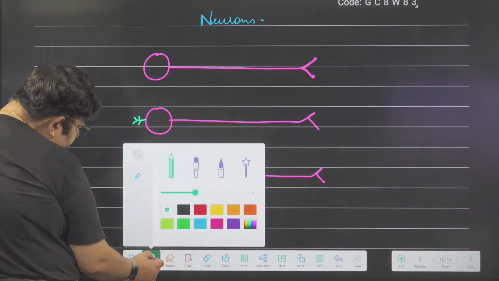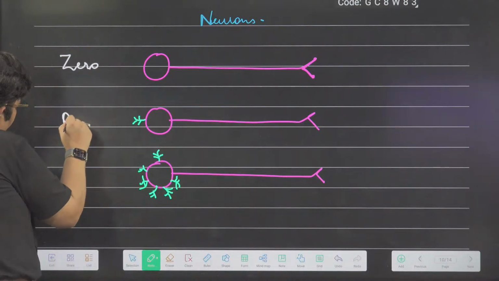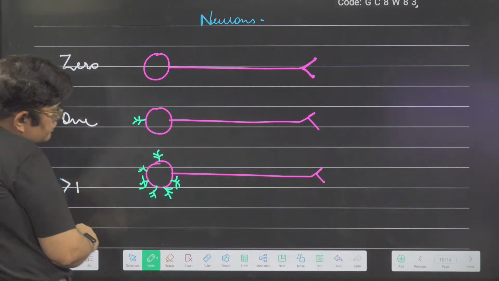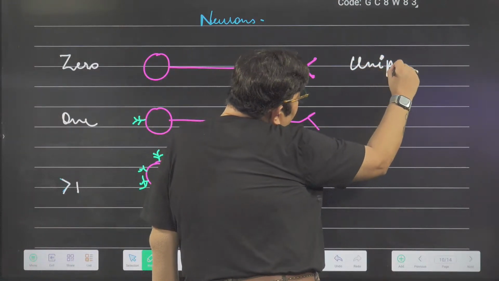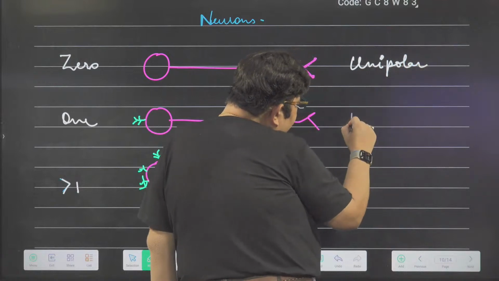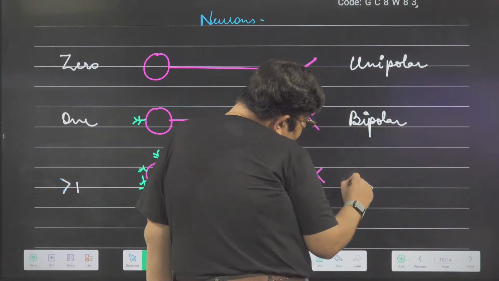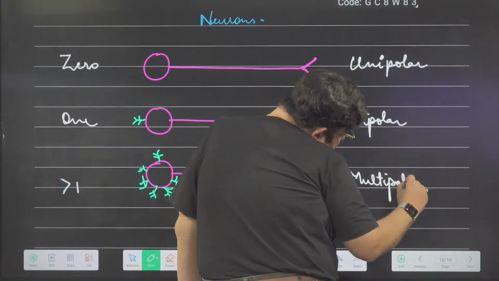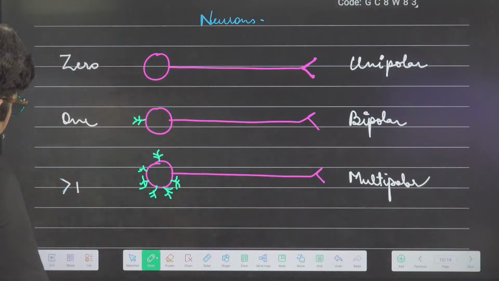So the number of dendrites can be 0, can be 1, and more than 1. These can be called the unipolar neurons. These can be called the bipolar. These can be called the multipolar neurons. Unipolar, bipolar, multipolar. Unipolar: zero dendrites.